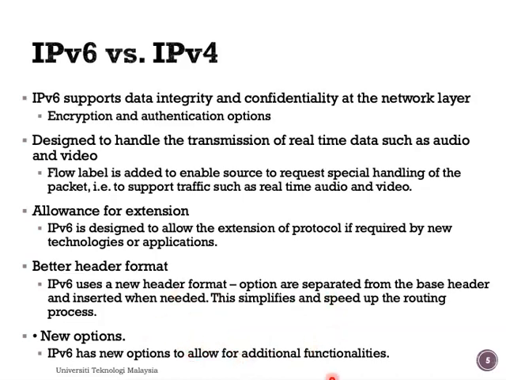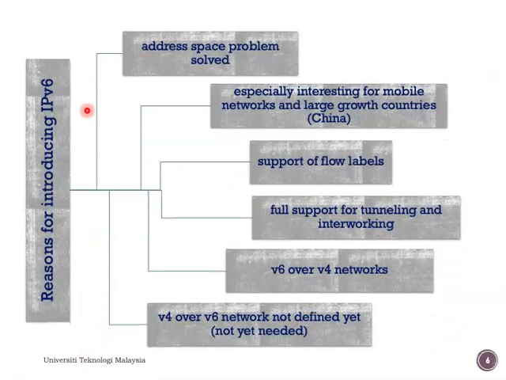technologies and also applications. So, moving on to the reasons for introducing IPv6. Like I said previously, because of the address space issue in IPv4, the designers thought that the introduction of IPv6 will solve the address space problem. This is especially interesting for mobile networks and large growth countries, for example, China.